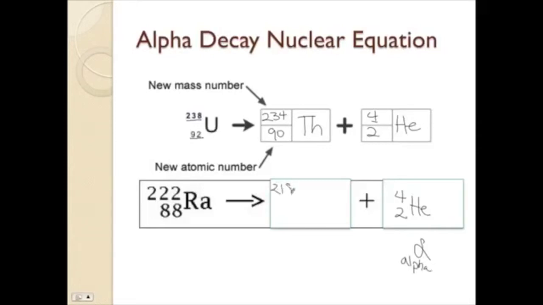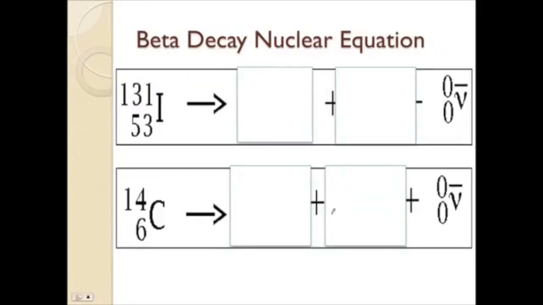And I've got to do the same thing with the atomic number. I've got 88 on one side, so that means I need to have 86, plus 2 gives me my 88. So my atomic number is 86. So I have radon, Rn. That is remarkably easy. All right, so let's try something a little bit different.